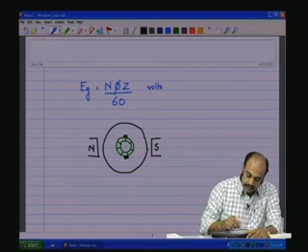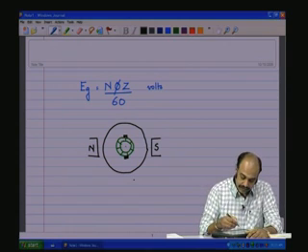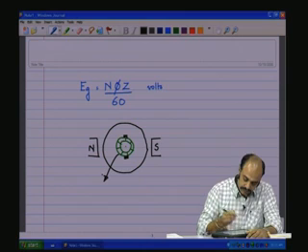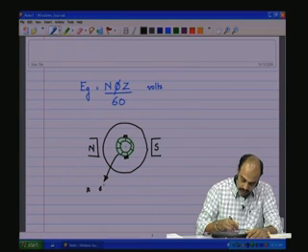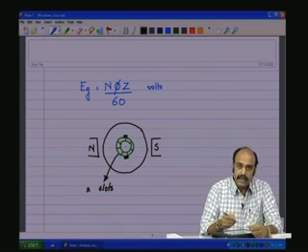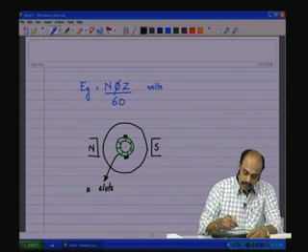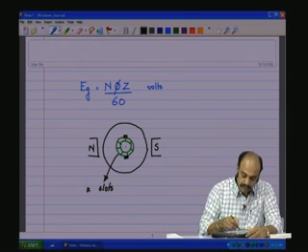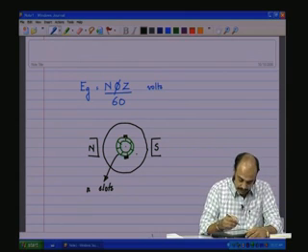So for such a configuration, you could have n slots. If there are n slots on the armature, there will be n coils, and if there are n coils, there will be n segments on the commutator.